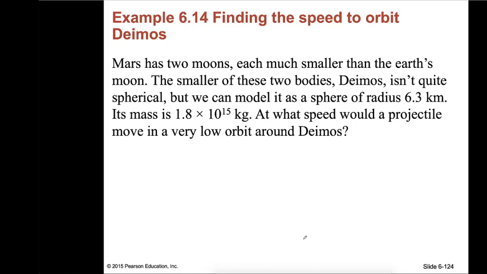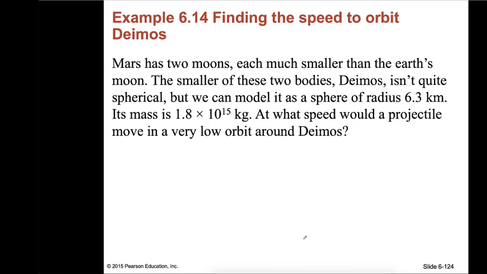Now, let's see one example here. Mars has two moons, each much smaller than the Earth's moon. The smaller of those two bodies, Deimos, isn't quite spherical, but we can model it as a sphere of a radius of 6.3 kilometers. Its mass is 1.8 times 10 to the 15 kilograms. At which speed would the projectile move in a very low orbit around Deimos?